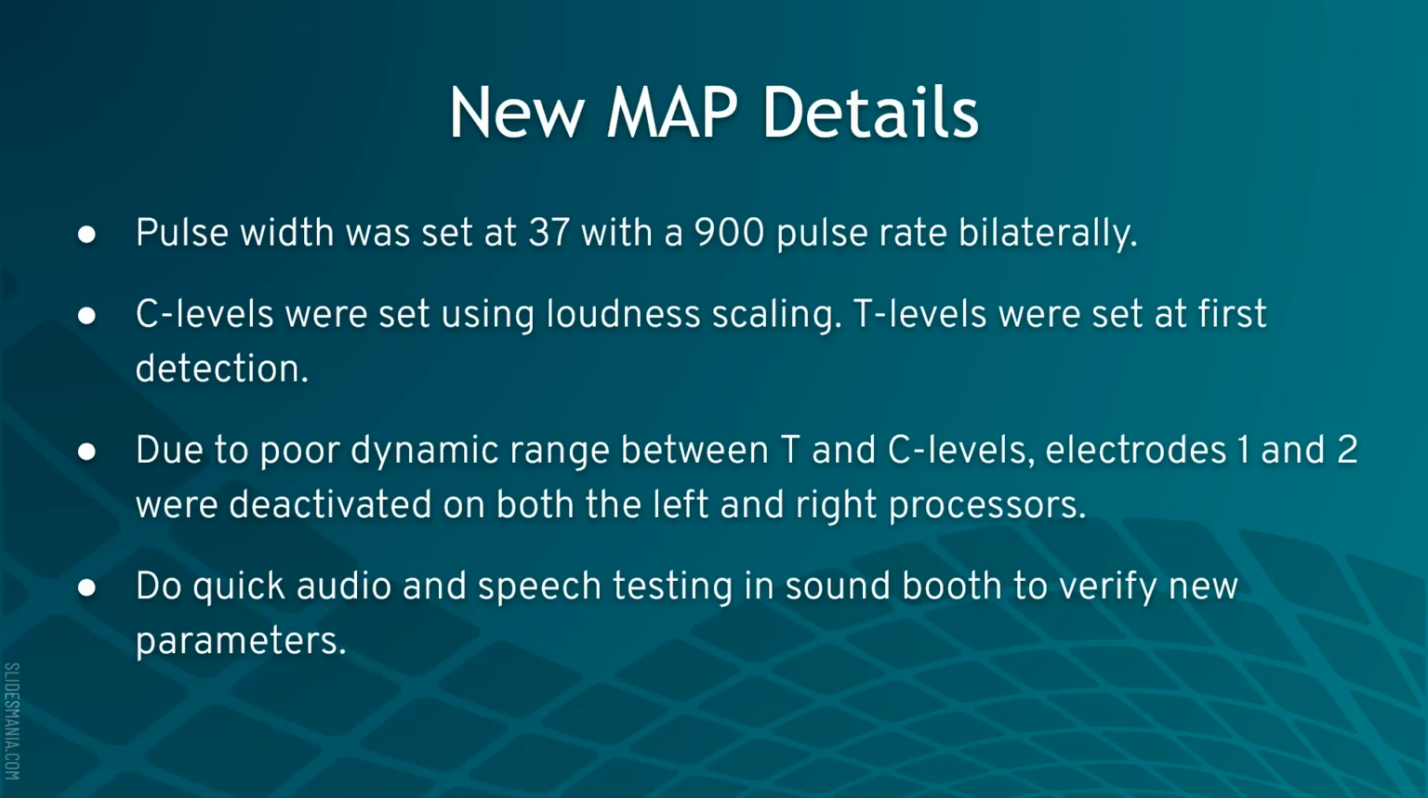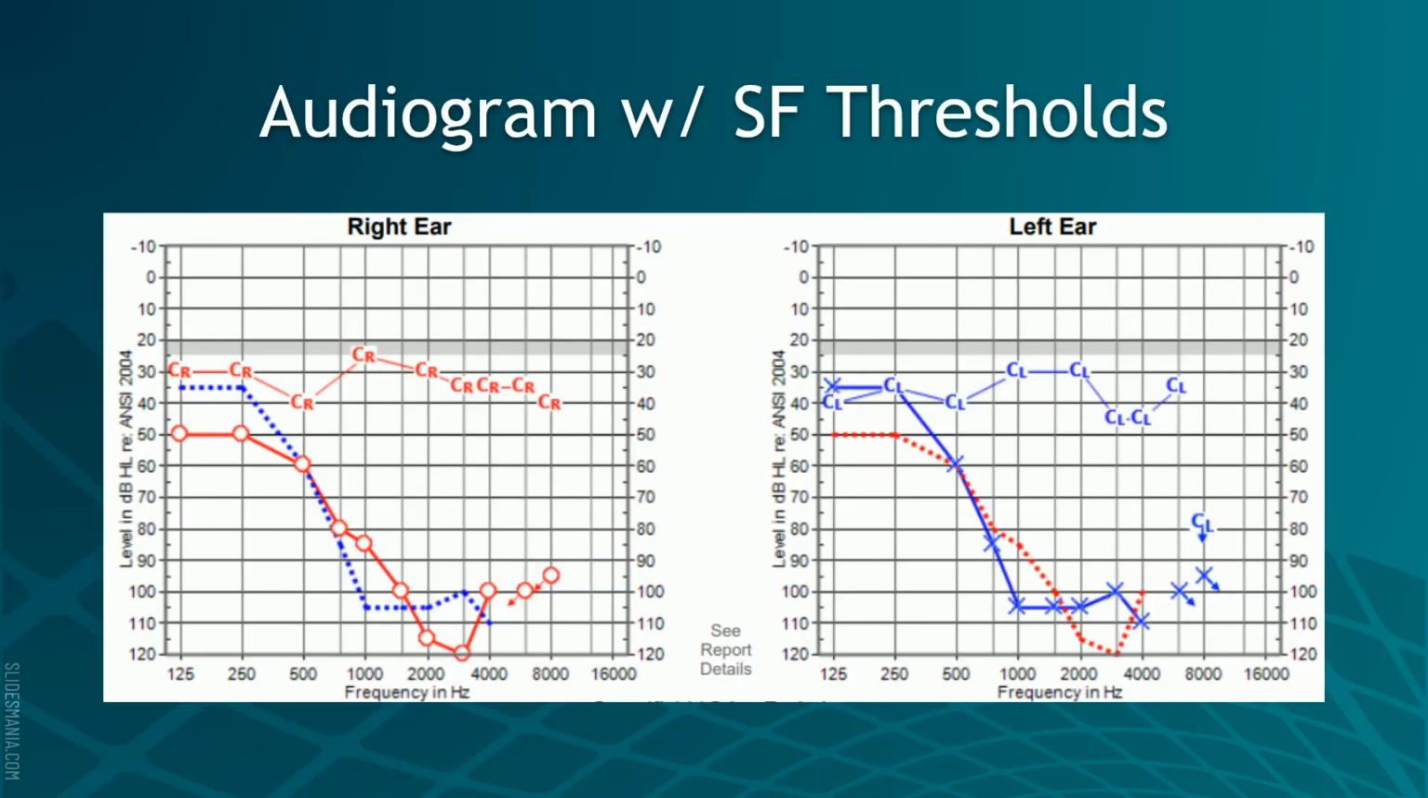Last time when I showed you the residual hearing and the cochlear implant sound field thresholds, I said that, hey, we made some changes before we did this. We had to. So this is the time where, chronologically, the audiogram and the sound field thresholds were measured.